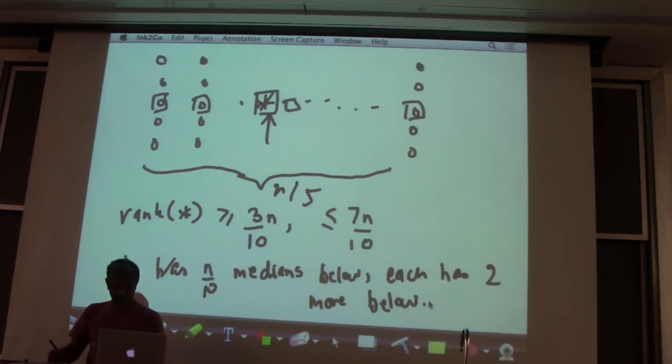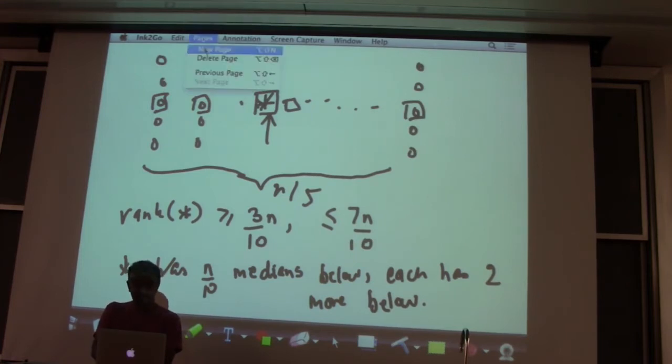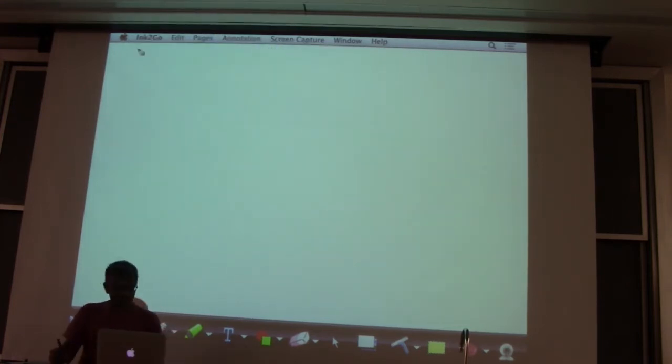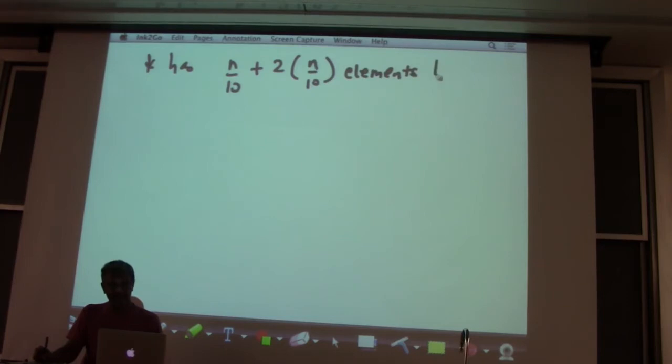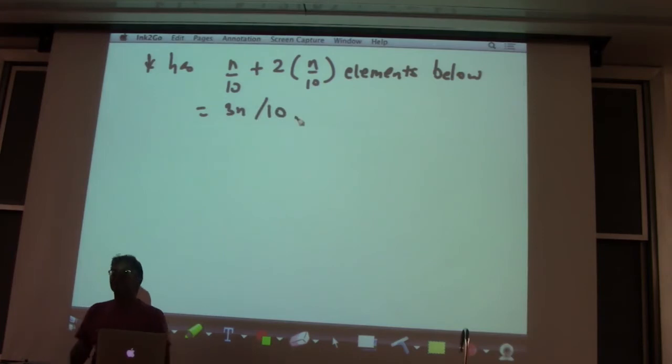Right? Is it okay if I go to the next page? I know you're all busy scribbling away, so shall I wait a second? Yeah? Okay. So star has n over 10 plus 2 times n over 10 elements below, which is equal to 3n over 10. And the exact same argument works on the other side. Because then each of them is above, you get 7n over 10.